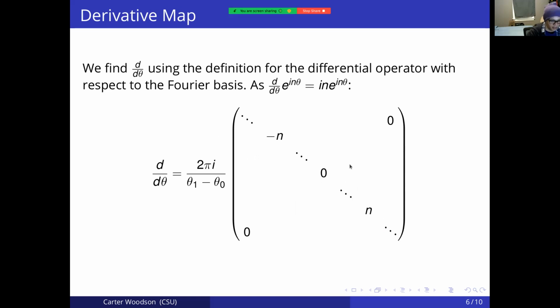We'll see more about that on the next slide, just to mention why the i shows up here and the n goes along the diagonal.